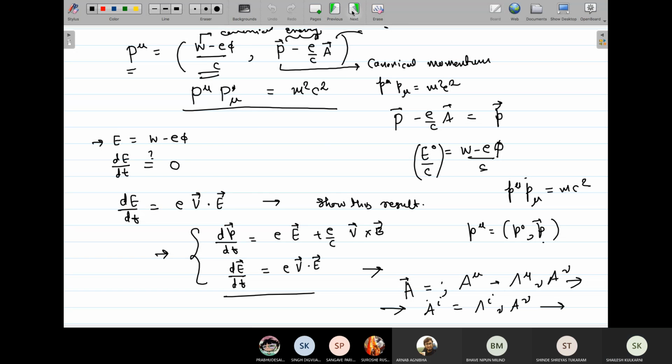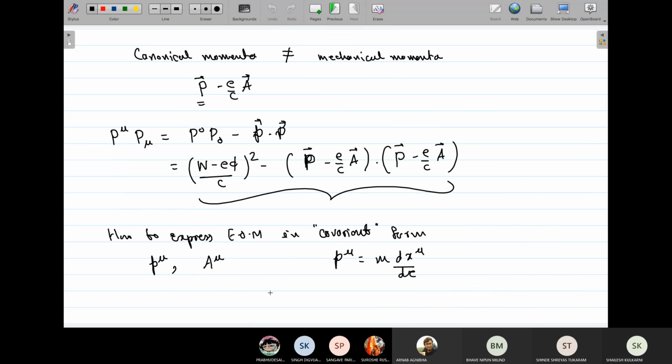Now, can I write this expression in terms of P mu and A mu, or at least in terms of 4-velocities, which let me write as U mu? Is it possible to express the previous equations of motion in terms of these 4-vectors, so that I will get a covariant expression? Okay, so that is our next task.